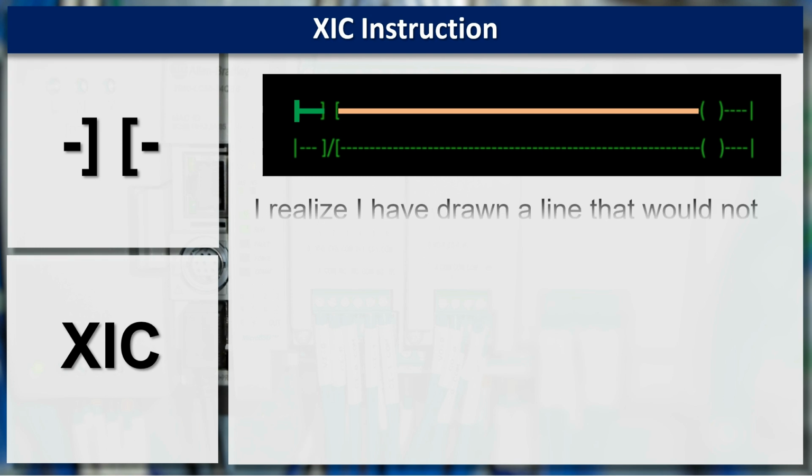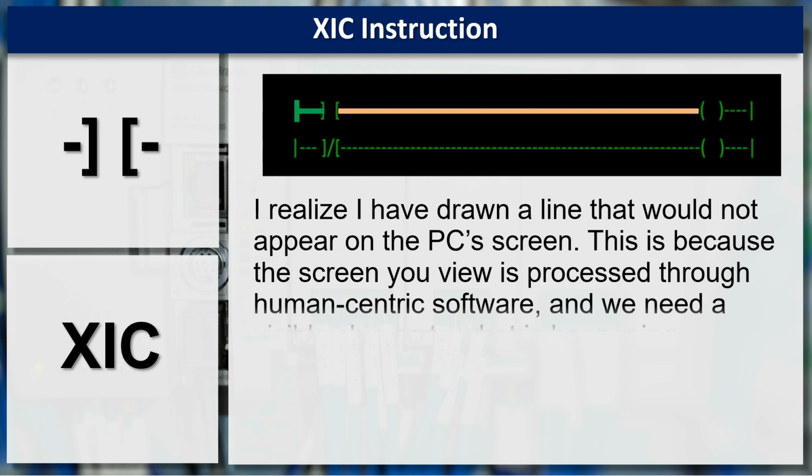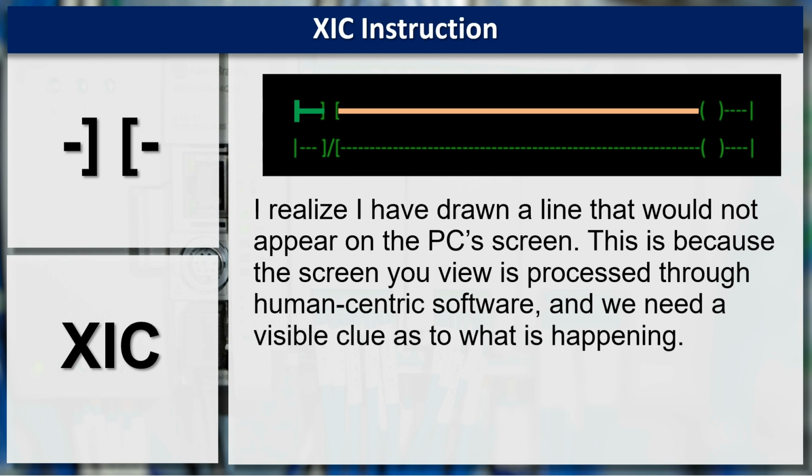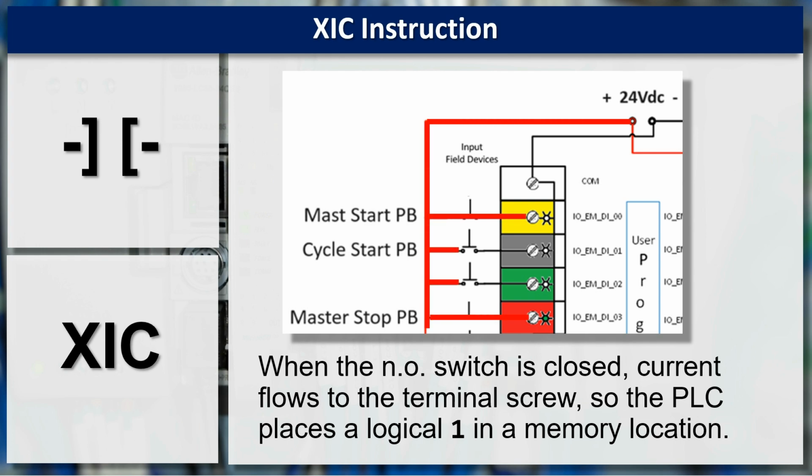I realize I've drawn a line that would not appear on a PC's screen. This is because the screen you view is processed through human-centric software, and we need a visible clue as to what's happening. The output instruction to us is a coil, but to the PLC it is a write instruction, and in this case it is writing a 0. When the normally open switch is closed, current flows to the terminal screw, so the PLC places a 1 in a memory location.